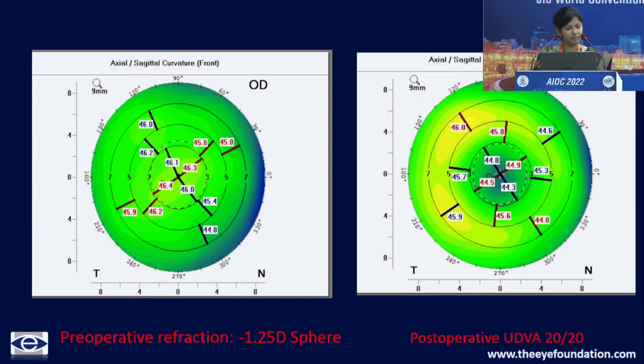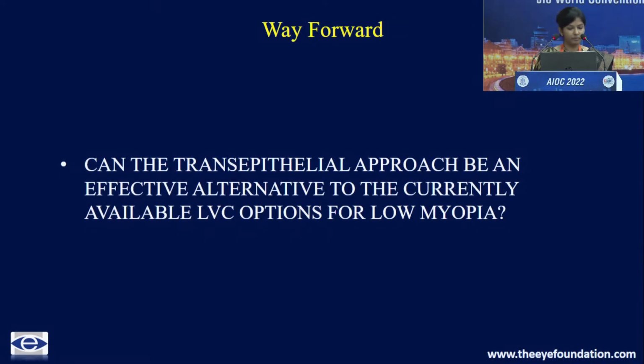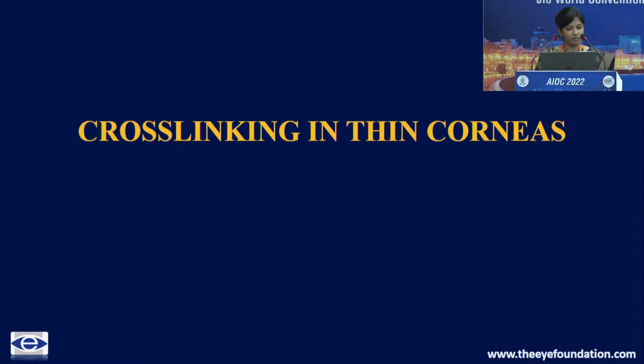It's an example of a patient with a minus 1.25 diopter sphere before the procedure, who improved to 6.6 post-op. So the question is whether a transepithelial approach, because of course the epithelium off approach is going to have its own drawbacks, can be an effective alternative to the currently available options to correct low myopia. And also there's going to be a reduced predictability, and exactly how much error it can correct is going to be doubtful.